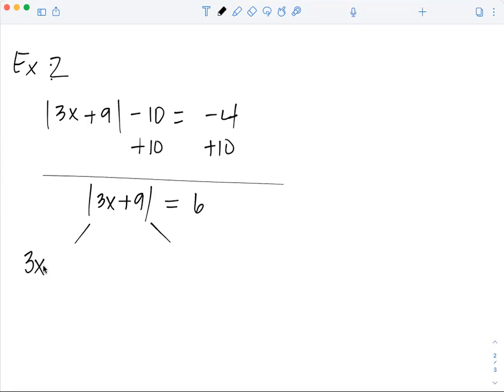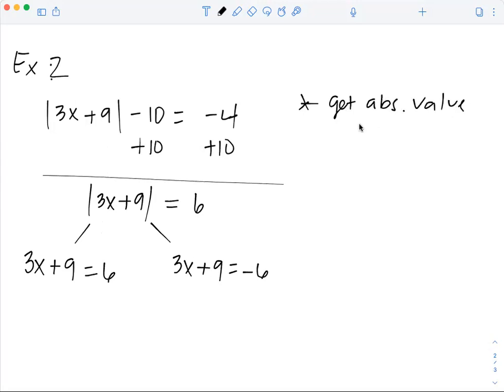So 3x plus 9 equals 6. 3x plus 9 equals -6. Up here, just write "get absolute value alone" and star it, highlight it, however you need to make that very clear. Make sure that you're getting the absolute value alone before you determine whether or not we can solve it.